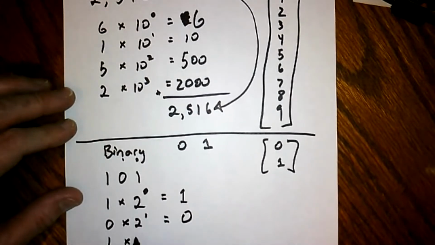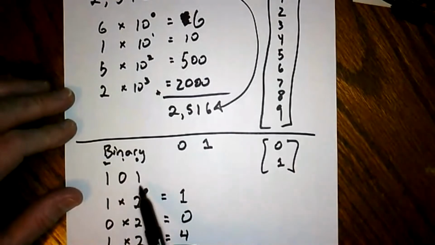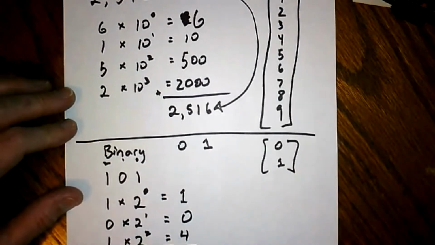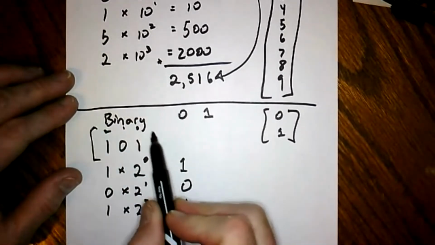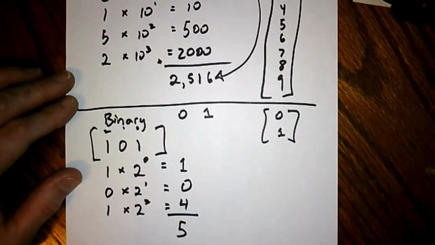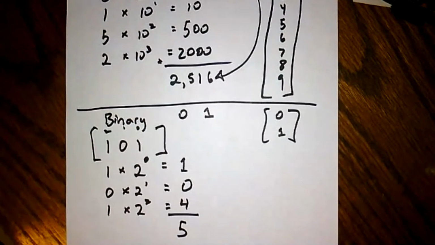1 times 2 raised to the second power, because now we're in this position. 2 raised to the second power is 4. 1 times 4 is 4. We add those all up and we get 5. So this number right here represents, in decimal, 5. Whoops, sorry. So we would actually use this set of codes, 3 digits, to represent the value 5. And we can do that for any number.